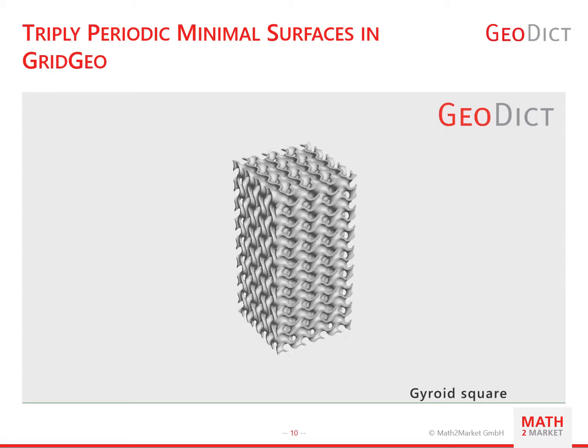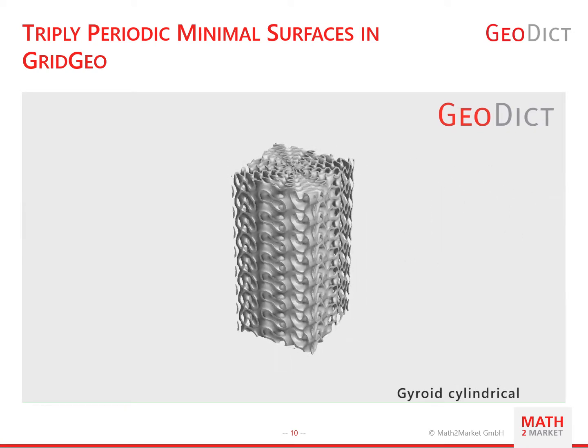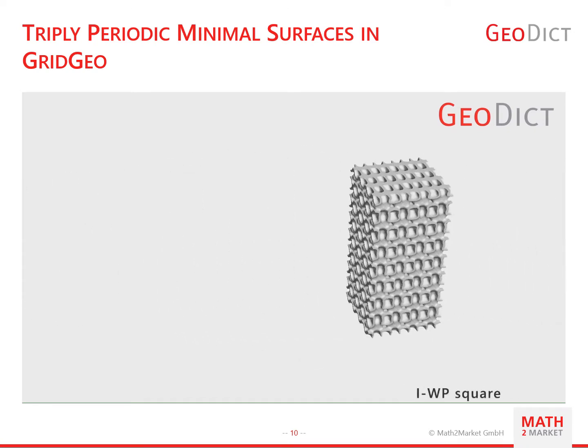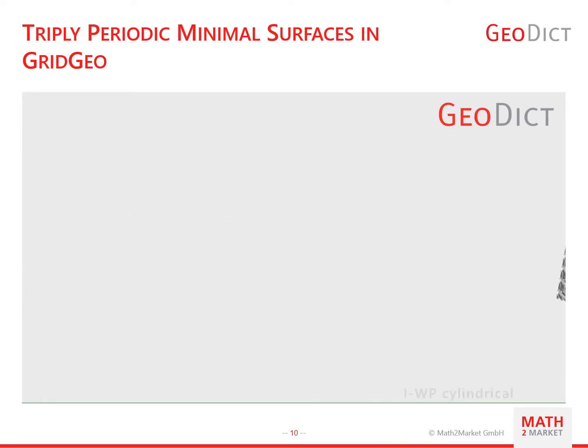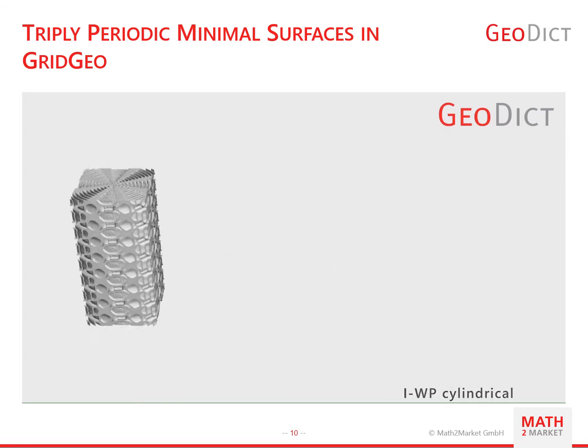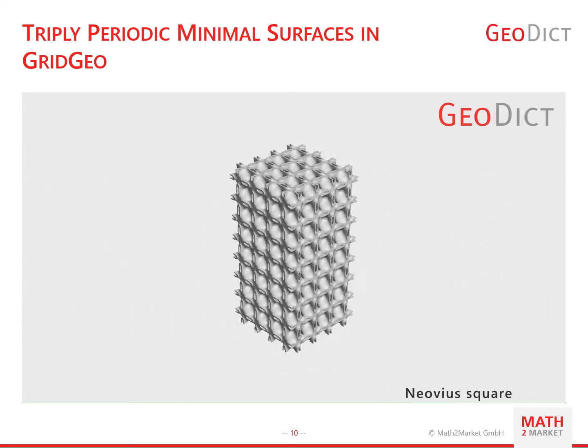And there are triply periodic minimal surfaces. They come in square or round shapes, and they can be manipulated by thresholding. For the structures you can see here, an upper and a lower threshold was defined.